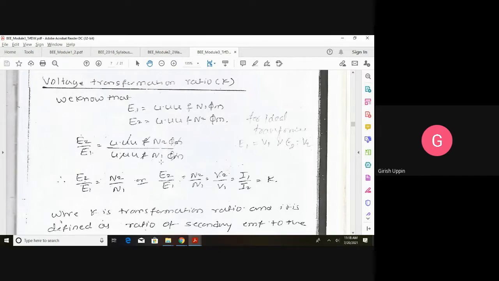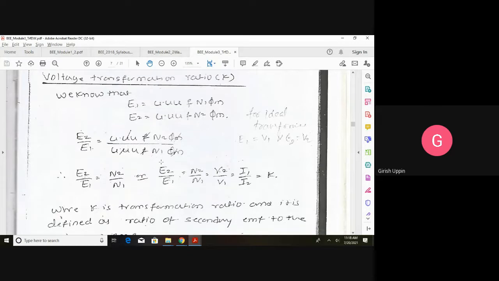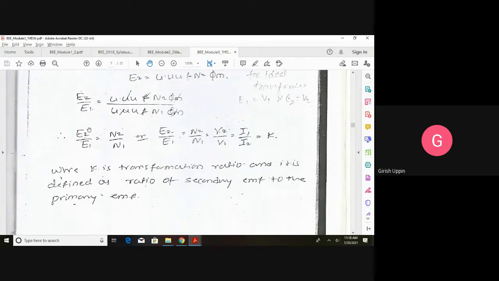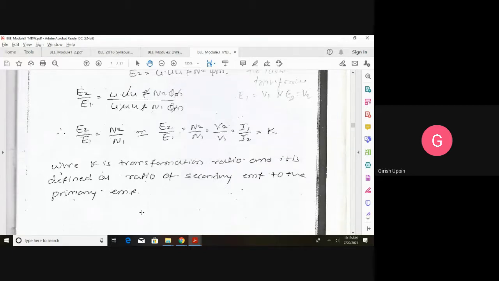This is what we did in the earlier discussion. Therefore, E2 by E1 is equal to N2 by N1, which is equal to V2 by V1. For an ideal transformer, E1 is equal to V1 and E2 is equal to V2. If they don't specify anything, you can assume it is an ideal transformer. Also, I1 by I2 is the reverse and is equal to K, where K is the transformation ratio, defined as the ratio of the secondary EMF to the primary EMF.